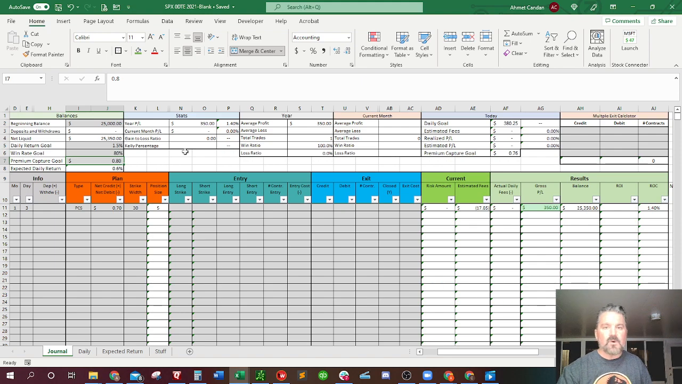The premium capture goal is one thing that confuses a few people. And what I've discovered is I am really, really good at capturing 80 cents net every day. Well, not every day. 8 out of 10 days, I can capture 80 cents net premium. That's just kind of what it comes down to. Now, the reason I say net premium is because I do have to take into account commissions and fees.